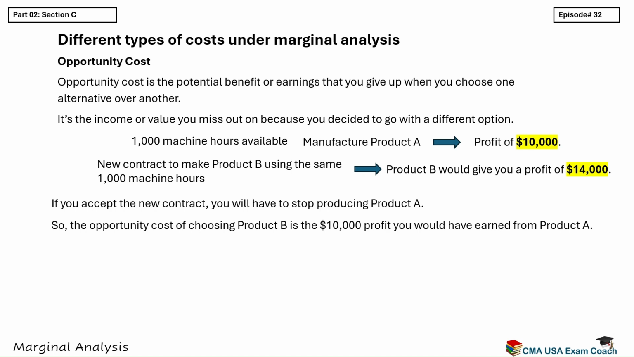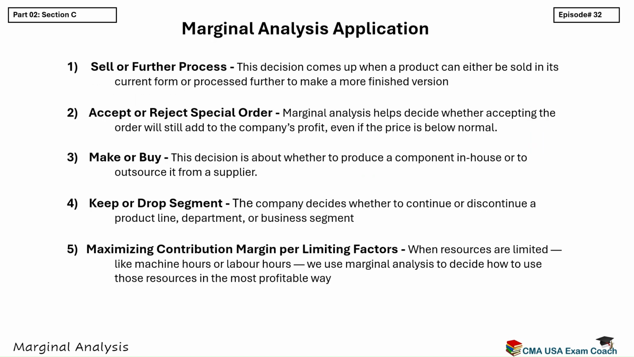Now that we understand the key cost concepts, let's see where we actually apply marginal analysis in real business decisions. For the CMA USA exam, there are 5 major decision-making areas where marginal analysis is used. These are practical, real-world situations that every manager may face. Let's list them out.